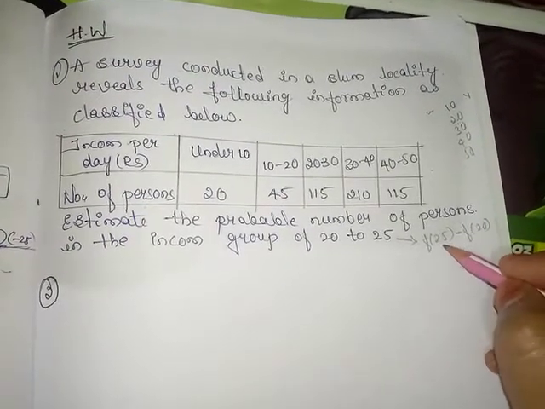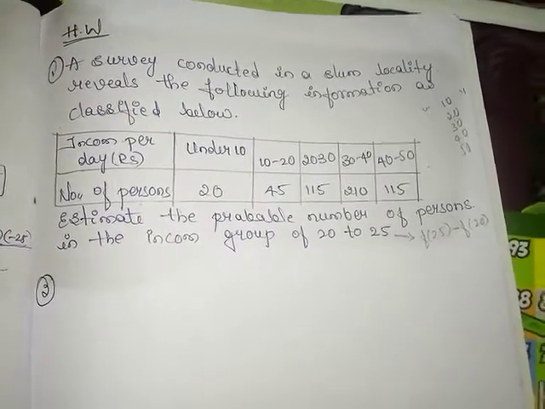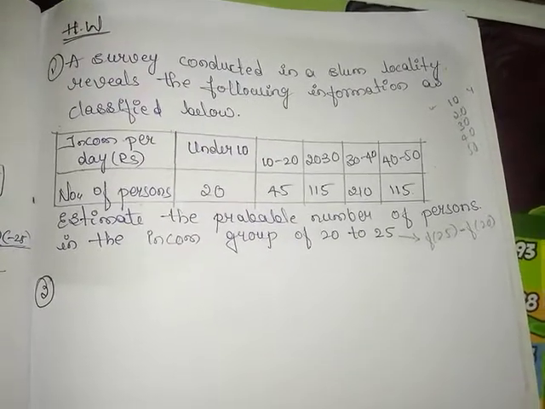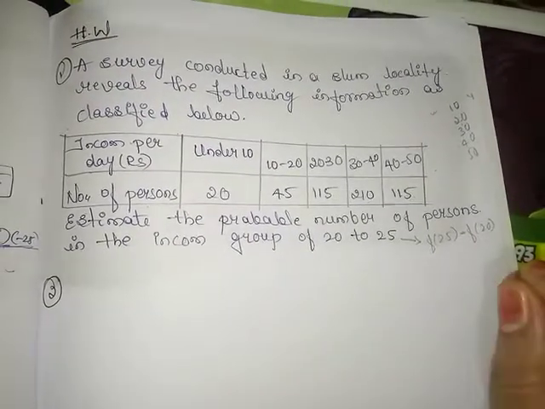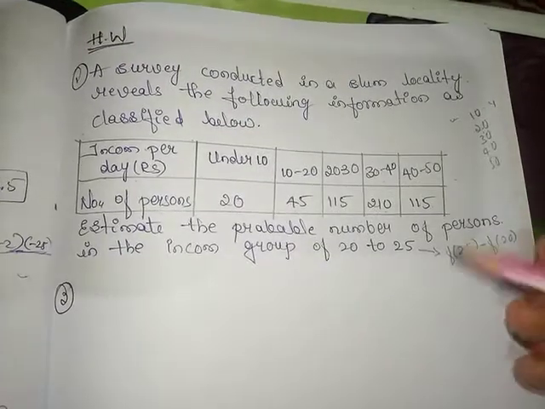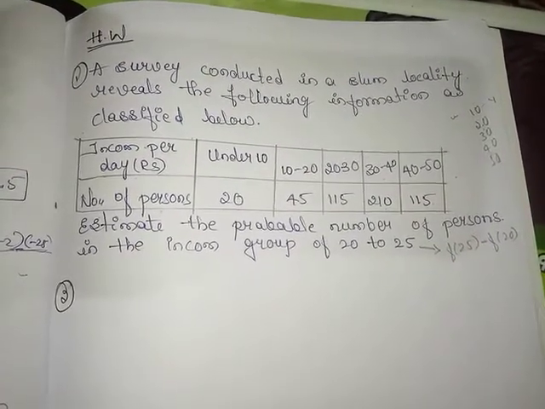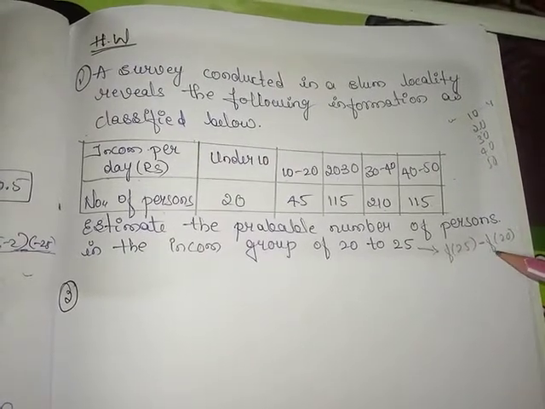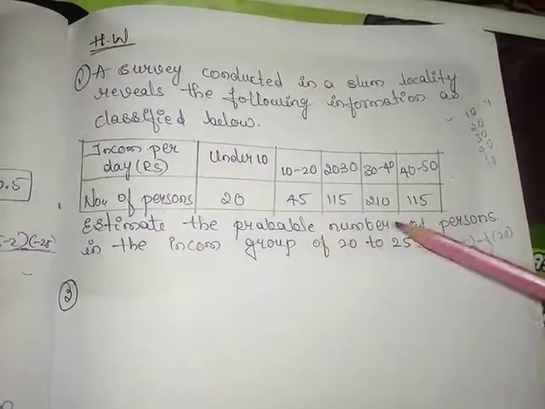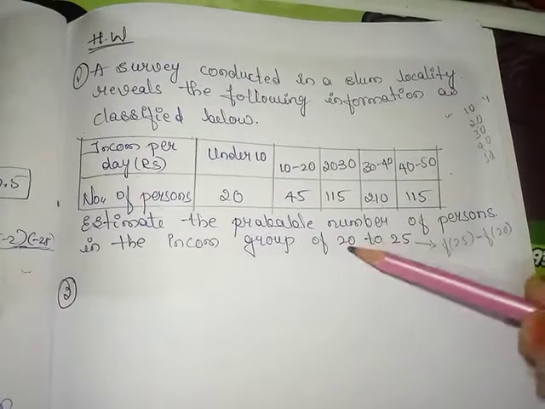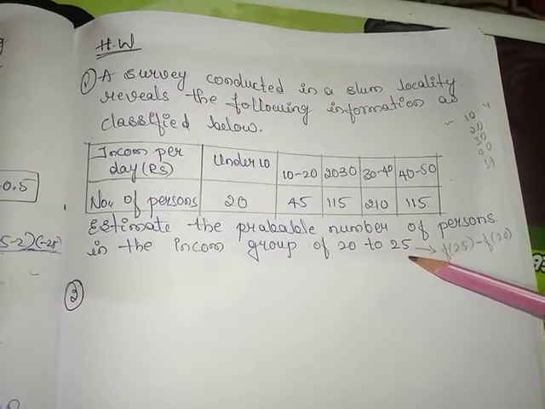First see whether this one lies in the first half or second half, which formula you have to use, you have to decide here. Then go through the procedure as same as the previous one. You will get what will be the probable number of persons in the income group of 20 to 25.